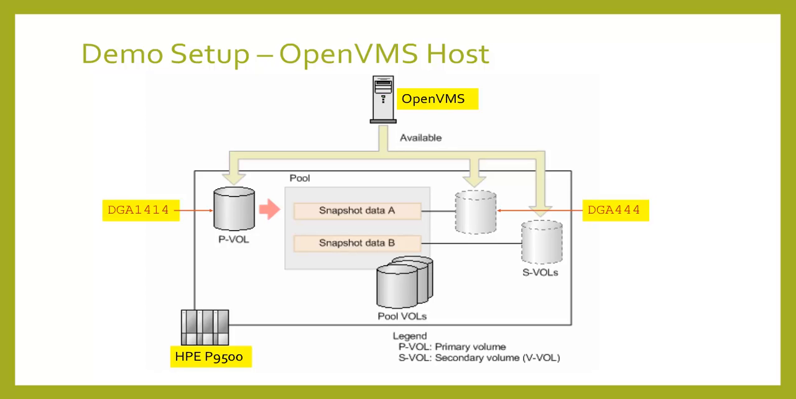The setup that we are going to use is depicted in this picture over here. There is a primary volume which is called a P-VOL, and then there are associated secondary volumes which are called S-VOL, and there is an intermediate snapshot pool which is used for keeping the differential data. The primary volume is presented to the OpenVMS host as DGA1414, and the secondary volume is presented to the OpenVMS host as DGA444, which acts like a snapshot volume. And the snapshot pool needs to be pre-created so that pool is used for keeping all the differential data when you actually split the pair.